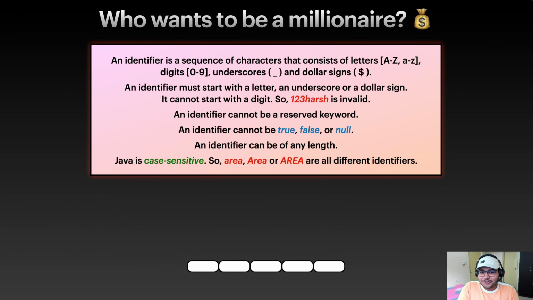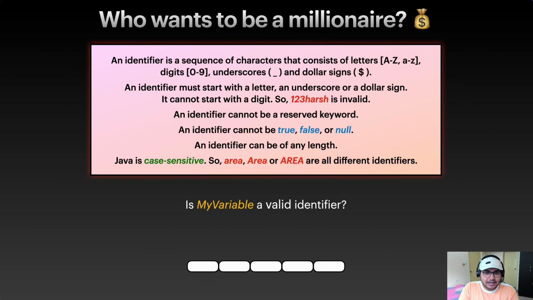Now that we know the rules of naming identifiers, let's play a game. Who wants to be a millionaire? If you answer all 5 questions correctly, you will win $1 million. You can pause the video to get your answers ready. So let's begin.